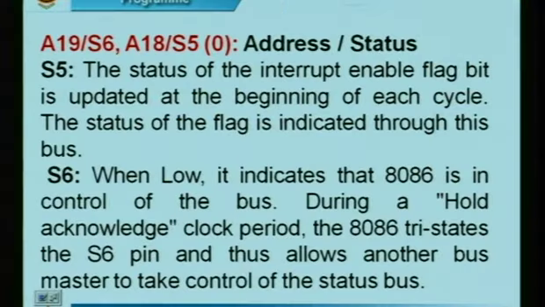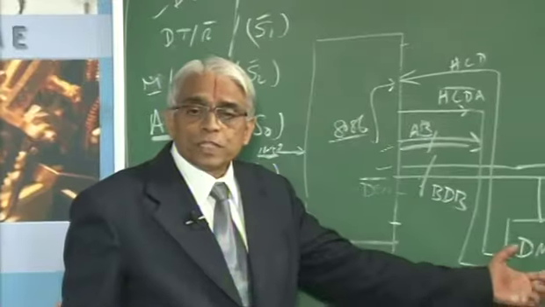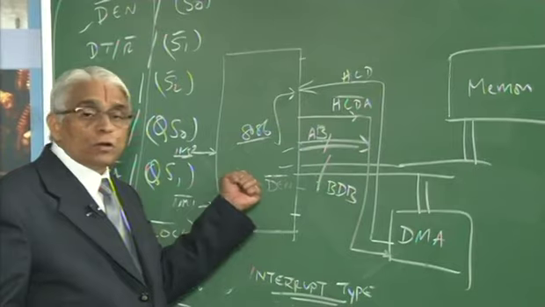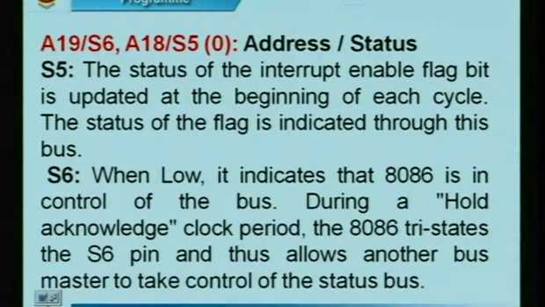S6 is again low. It indicates that the 8086 is in control of the bus. During the hold acknowledge clock cycle, the 8086 tri-states the S6 pin and thus allows another bus master to take control of the bus. As I just explained, when the DMA operation is being done, the status of the bus being under its control is indicated by the S6 pin, and especially it is done during T2, T3, T4 of the machine cycle, because the T1 state is basically used by the processor for sending its address.